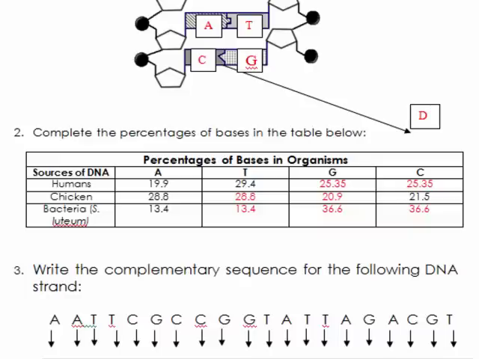In bacteria, adenine is 13.4. So we're going to say thymine is 13.4. That gives us 26.8. We subtract that from 100, 73.2. Divide by 2. So we can say the percentage of guanine in this particular species of bacteria is 36.6. The percentage of cytosine in this bacterium is also 36.6. So review your answers.